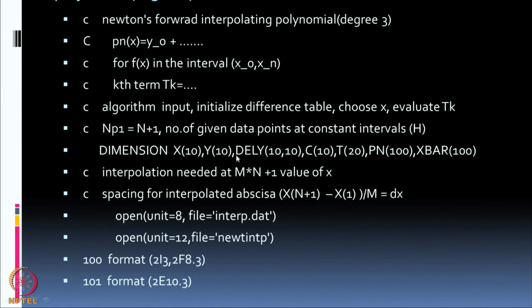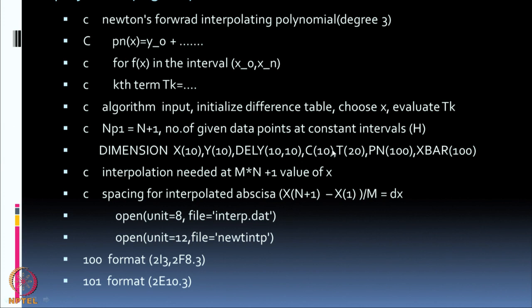Then this del y is my difference table. This is the forward difference table. So, the maximum I will have is 10 comma 10. When there are 10 data points, there will be 9 first order differences, there will be 8 second order differences. So, maximum will be 10. So, I have just defined del y. This is an array 10 comma 10. C's are for the coefficients. I have C0, C1, C2 and so on.